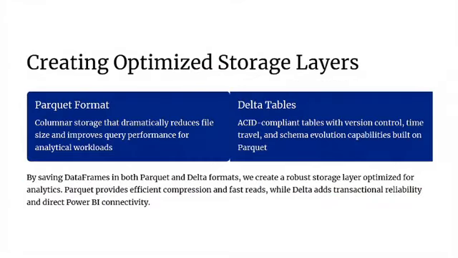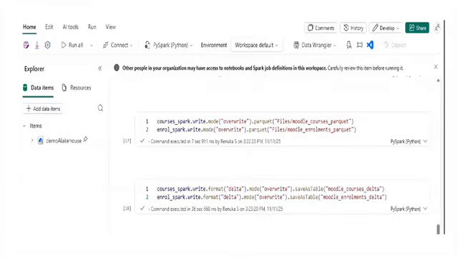Next, we optimize storage using Parquet and Delta formats, balancing performance and reliability. Parquet offers fast reading speeds and compression, while Delta supports ACID transactions and allows direct connectivity to Power BI. Here's how data frames are saved as Parquet and Delta tables inside Fabric's Lakehouse.